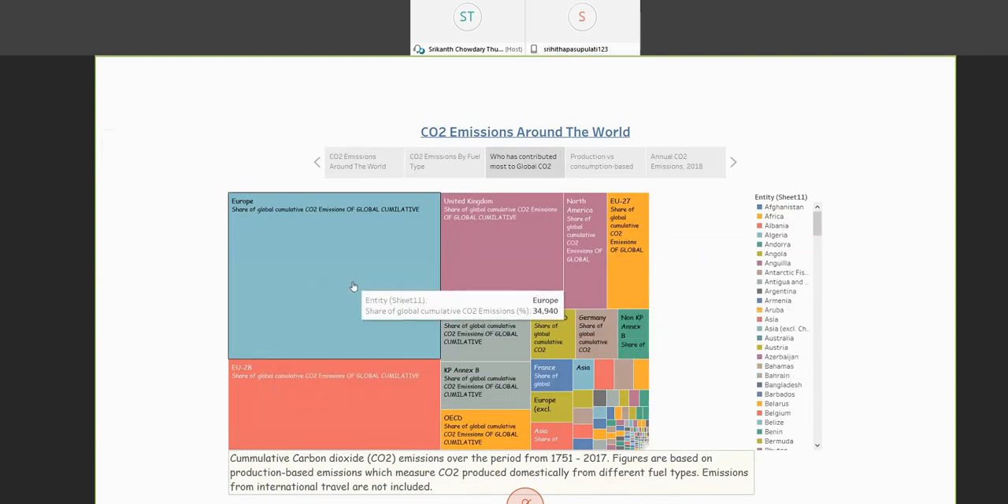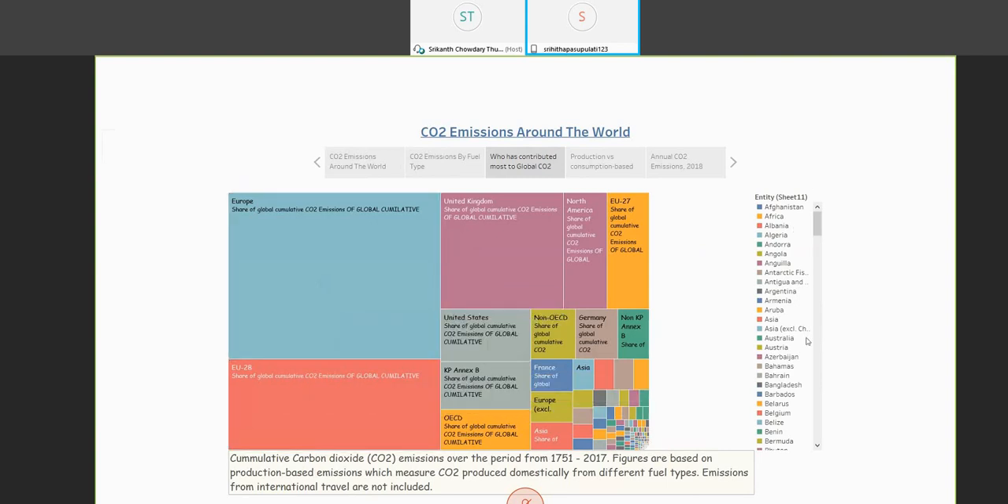And this is the story map for CO2 emissions, showing how the CO2 is emitted by different countries. In the map, we have used different colors to make the visualization easy to understand. From here, you can observe the cumulative carbon dioxide emissions over the period from 1751 to 2017. The figures are based on production-based emissions, which measure CO2 produced domestically from different fuel types.